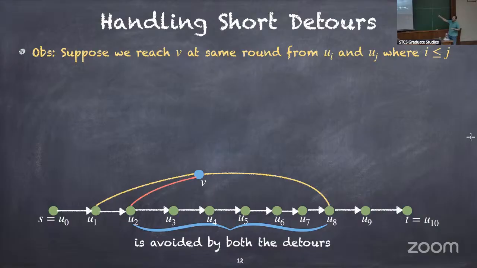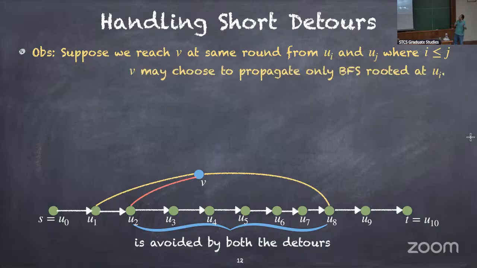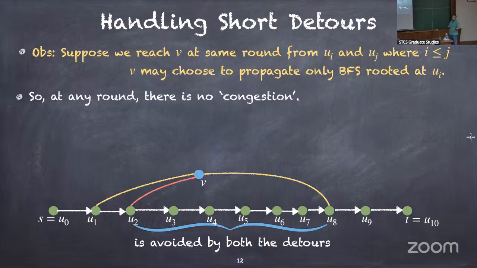So at that point, we will just propagate the BFS rooted at U1 only, because the U1 to U8 detour is better, as it is avoiding more vertices. So at any point of time, we have the choice of propagating only one BFS, and it will propagate the one from the vertex closest to S. So at any round, there is no congestion now.